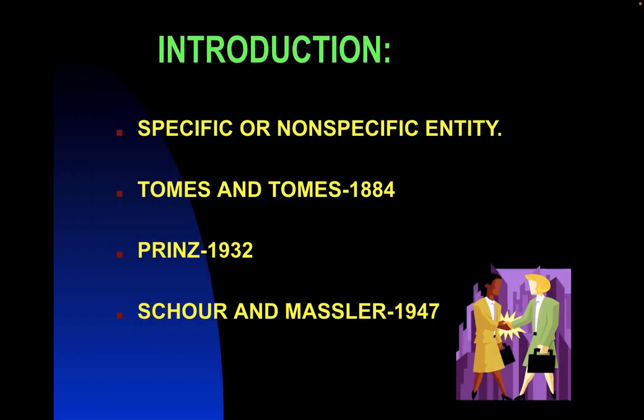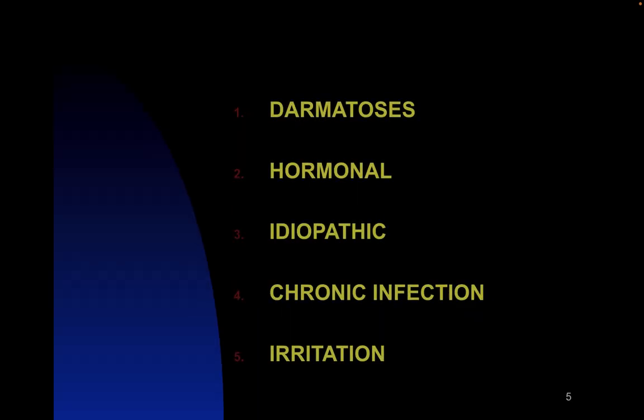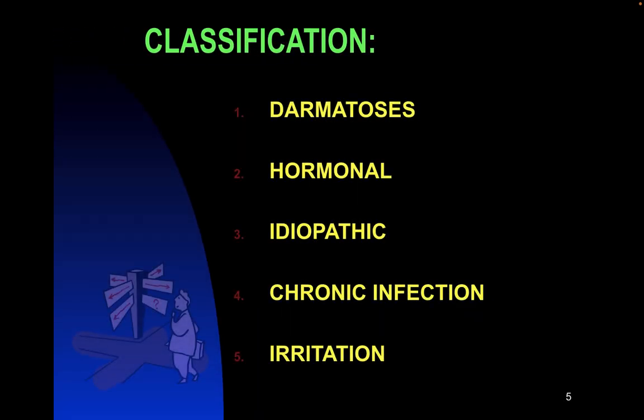First of all, we will start with the introduction. Specific or non-specific entity given by Tomes in 1884, Prince in 1932, and Massler in 1947. Classification includes dermatosis, hormonal, idiopathic, chronic infection, and irritation.